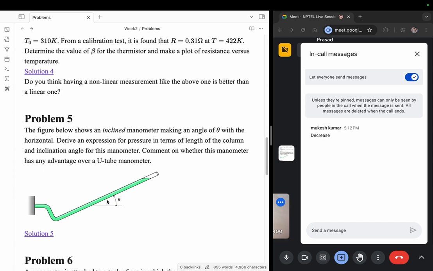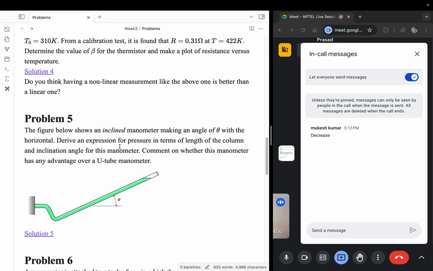So this is something you might have seen, a U-tube manometer. You have a U-shaped tube with two different levels of mercury in it, and the difference in these levels gives you the difference between the pressures at the open ends of the manometer. Now we can also have an inclined manometer, something like this.